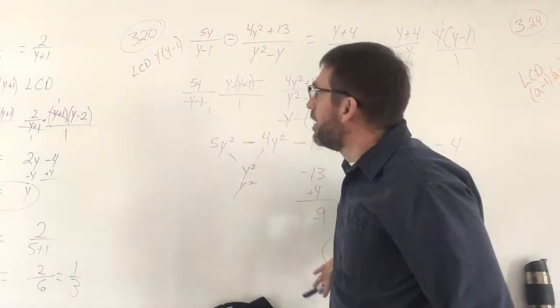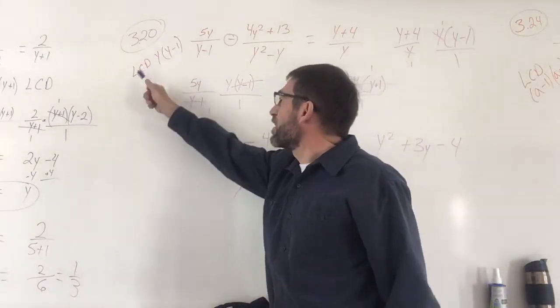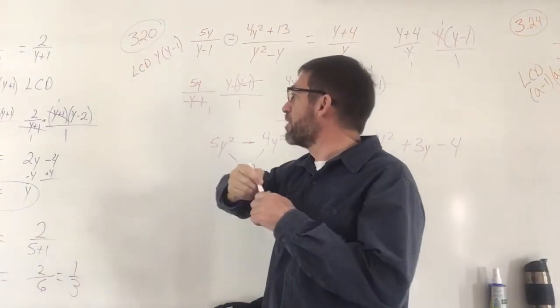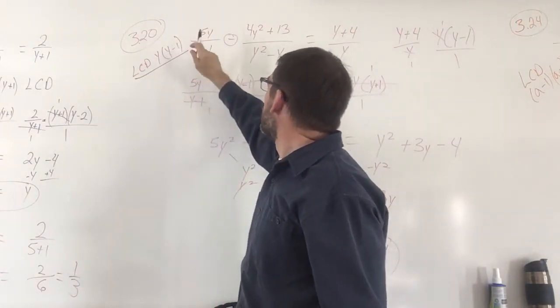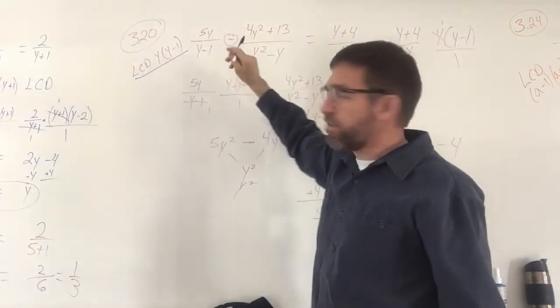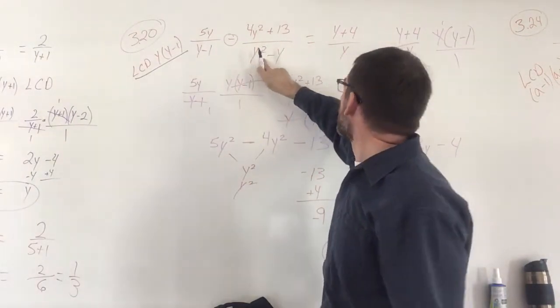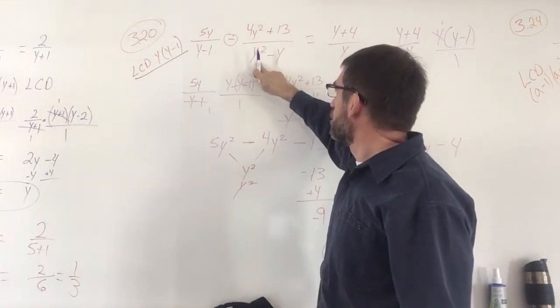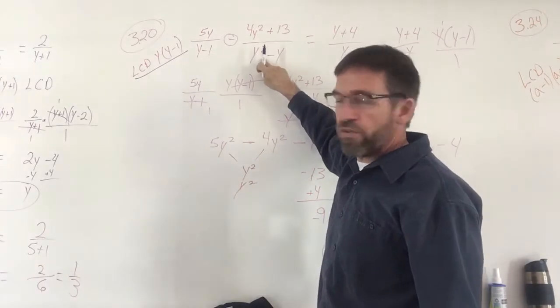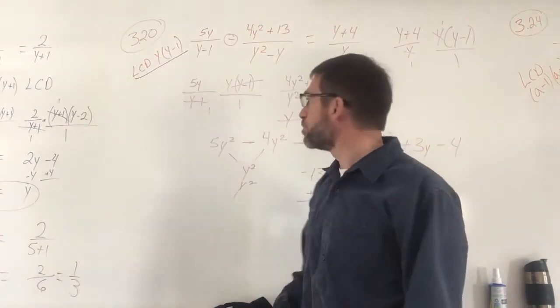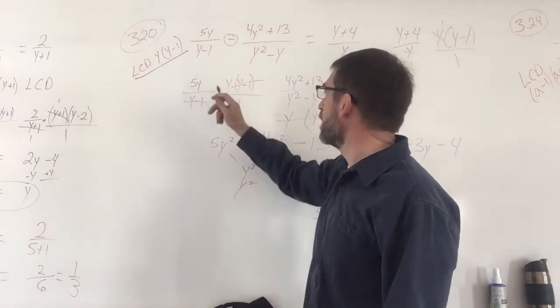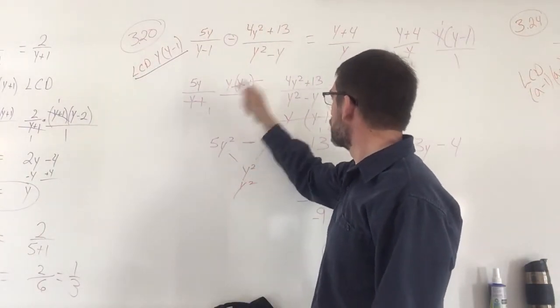Let's not start there. For 320, the least common denominator is y negative 1, which, if you factored this out, that's this answer right here. This answer here will factor out to those factors, but to multiply them, it was easier to do it this way.